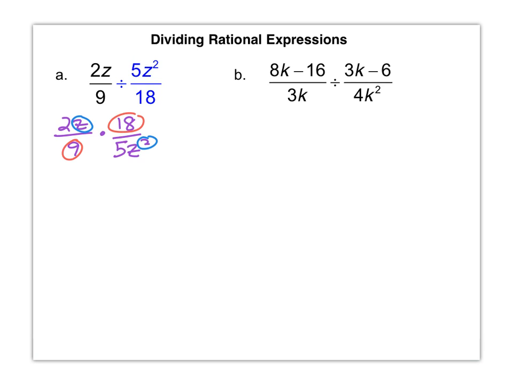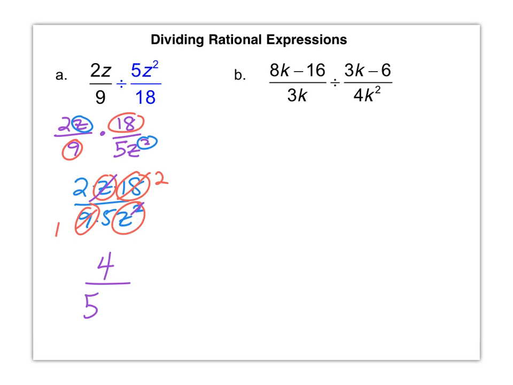What we'll end up with is 2z times 18 in the numerator and 9 times 5z squared in the denominator. By simplifying those z's and that 9 that goes into 18, 9 goes into 18 2 times. So in the numerator, this will be 2z times 2, but that z will divide out with a z in the denominator. So we'll end up with 4 in the numerator over 5z in the denominator.